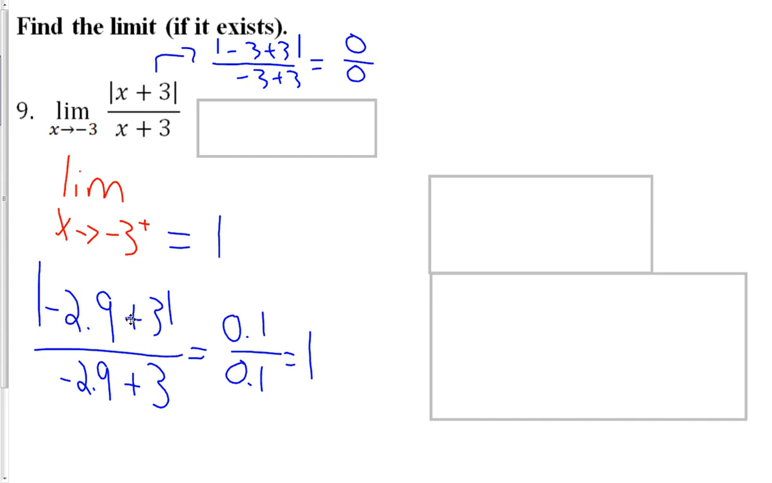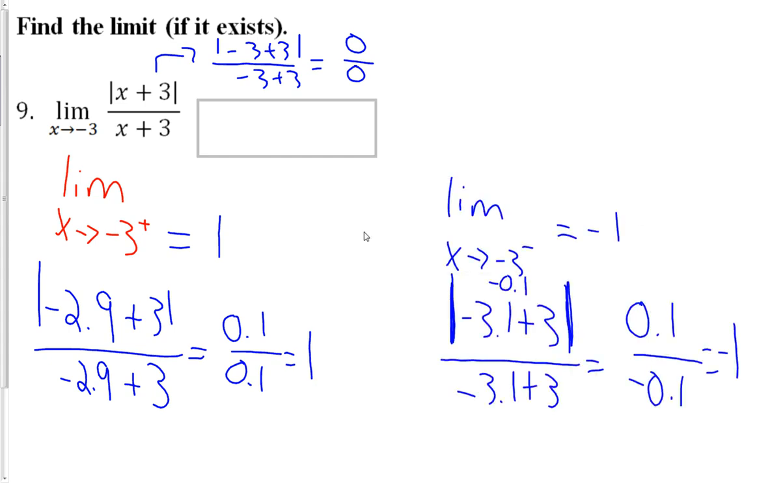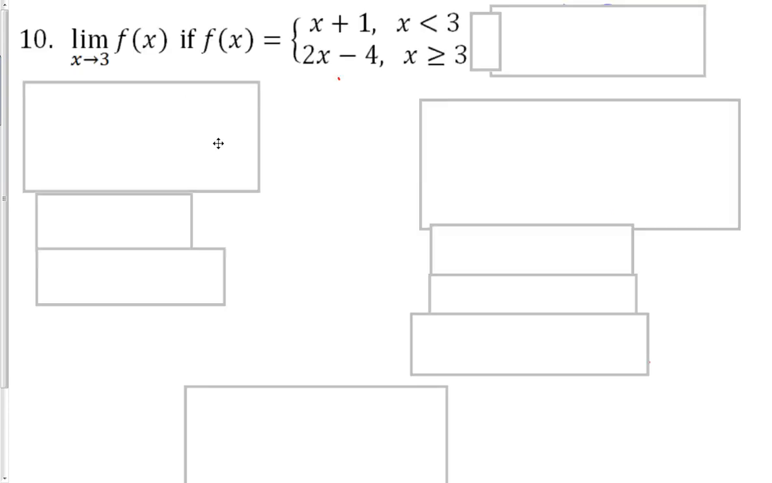If you plug it in, negative 2.9 plus 3 is going to be 0.1, and the absolute value of that is also 0.1. 0.1 over 0.1 is 1. Now, what's going to change is on the left side, we're going to approach negative 1 instead of 1. Why? The denominator is going to be negative. The numerator is going to be positive at all costs because of the absolute value. And so we get negative 1 on one side, positive 1 on the other. The limit does not exist.